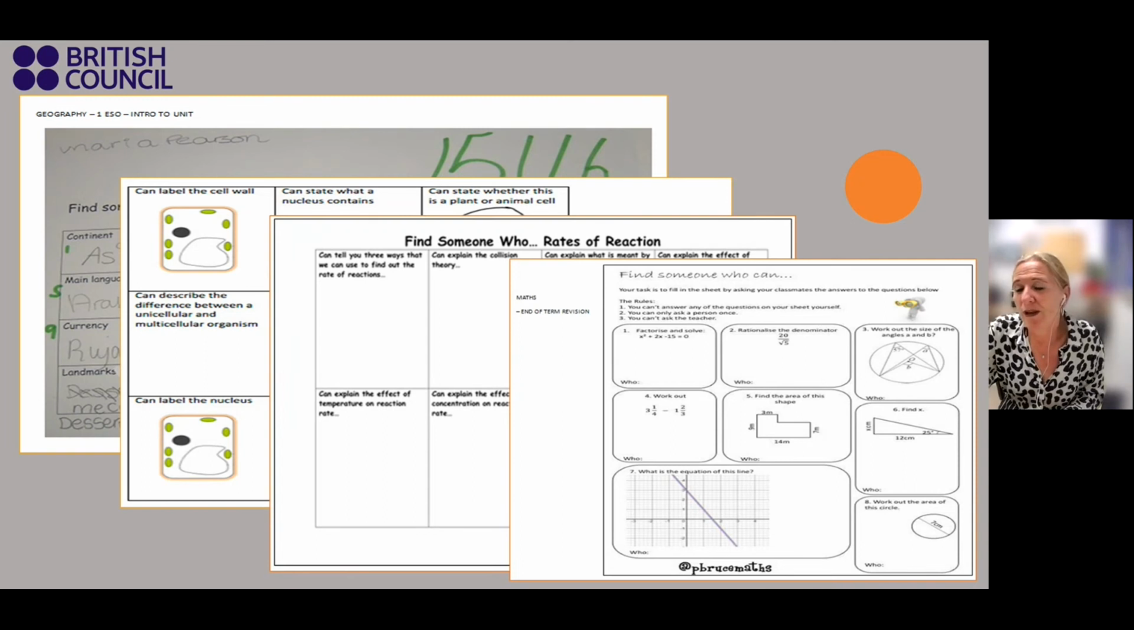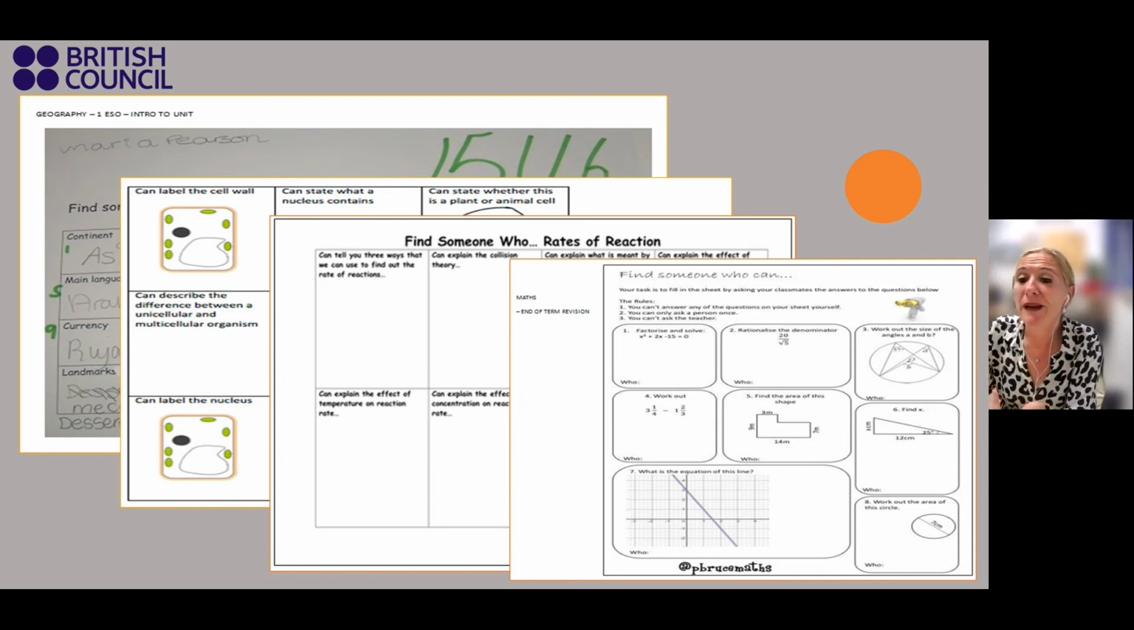And then, well, why not, if we're at the end of our class, we've been talking about cells, see if you can find somebody in the class who can label the cell wall. Write it down, take their knowledge, share the knowledge, and also write down who it was, and then go and ask somebody else. And if you know something, you can share your knowledge with your peers.